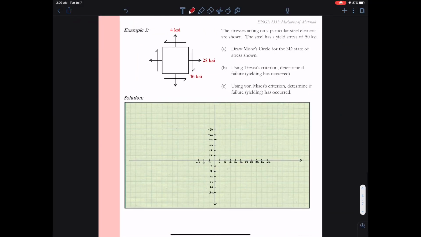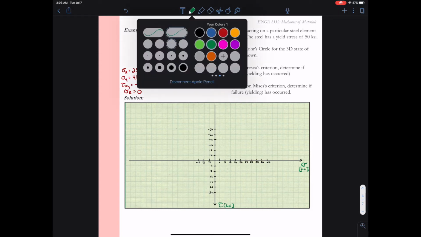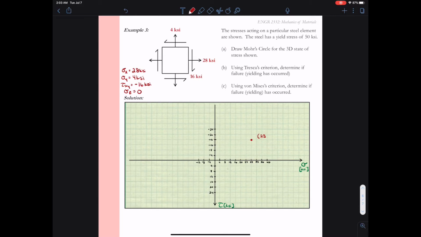I know by now that you are good at drawing Mohr's circle for 3D states of stress, and I hope you will be able to apply Tresca and von Mises' criteria to check whether or not you're expecting failure to have occurred for this particular element with the stresses shown. I've labeled these stresses. Sigma x is 28 ksi tension, sigma y 4 ksi tension, tau xy negative 16 ksi. Sigma z is 0. I plot my Mohr's circle for the xy plane that is shown here.